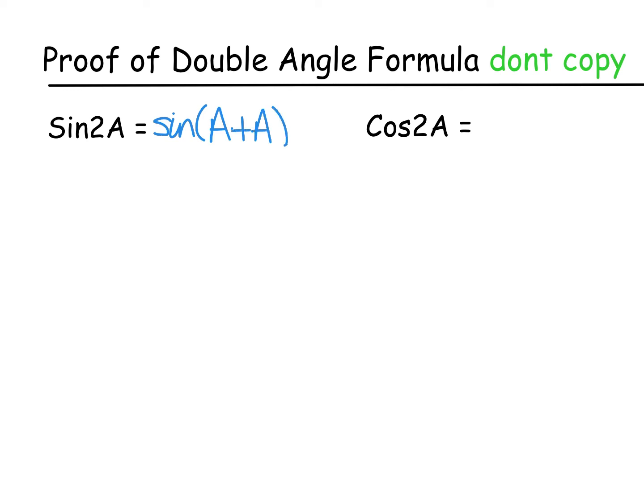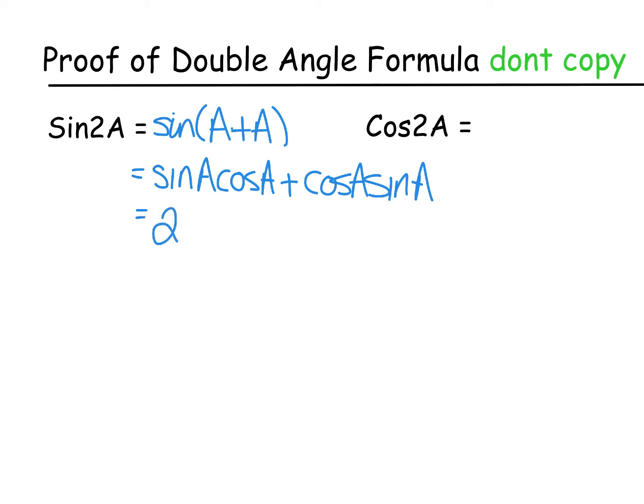And then if I expand that out, that would be sin A cos A plus cos A sin A. Now sin A cos A and cos A sin A are the exact same thing. So basically I've got 2 of sin A cos A, which is what we had on the sheet before. So there's the proof for the sin one. I'm going to do the same for the cos one.